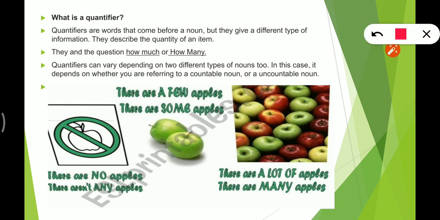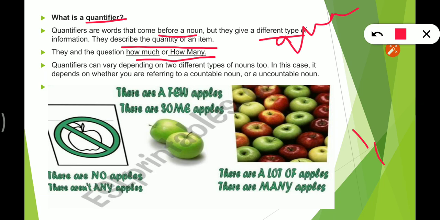Now this is very important, quantifiers. Yesterday we had read about them. So they tell about quantity, right? Quantifiers are the words that come before a noun and they give different types of information. They describe the quantity of an item and they answer the question how much, how many. But let me make it clear to you, they don't answer as 1, 2, 3, 4.